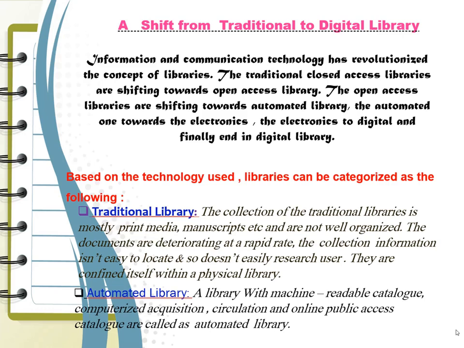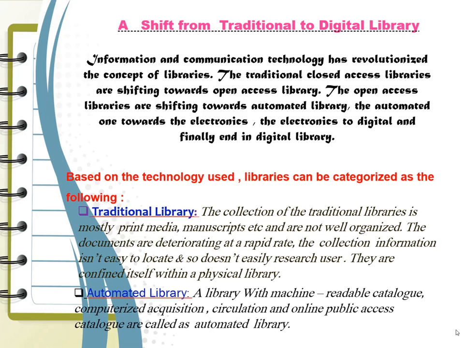Traditional library. We have our central college library as an example of a traditional library, where we have a collection of traditional books, and also print media, manuscripts, etc. They are kept, and they are not well organized. The documents are deteriorating at a rapid rate. The collection information isn't easy to locate, so it doesn't easily help the researcher or user. They are confined within a physical library. So there are some drawbacks with regard to traditional libraries. We may have difficulty in finding a particular book that we are in extreme need of. Even a computerized cataloging system may not be sufficient to help us reach the book in a quick, easy manner.